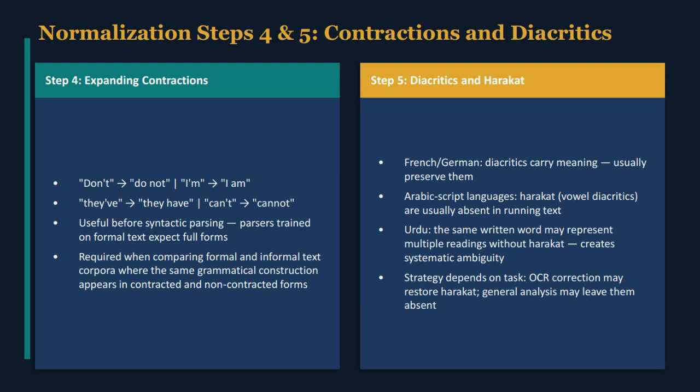For Urdu and Pashto, the equivalent issue involves the optional diacritical markers, harakat, that indicate vowel sounds in Arabic script languages. In most Urdu texts, these are omitted, which creates ambiguity that tokenizers and parsers must handle. This is another area where standard English NLP tools need to be used with caution.